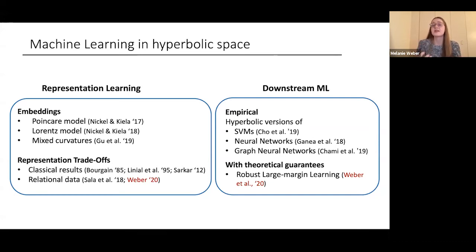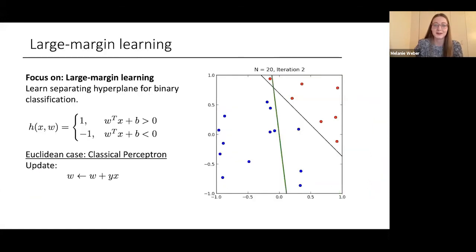So first, providing complexity guarantees of how well we can expect those methods to perform, as we have for Euclidean counterparts of support vector machines, for instance. And then also really understanding the trade-off between hyperbolic and Euclidean methods from a theoretical perspective and providing guarantees on that. And my collaborators at Google and myself have looked at that for the large margin learning problem in hyperbolic space. And this is what I want to focus on for the rest of this part of the talk.